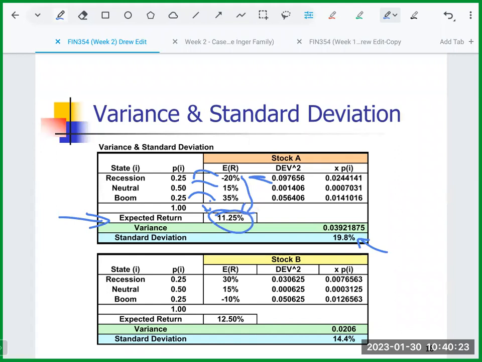Okay, I repeat again, how do you calculate this standard deviation here? We take the actual, let's say I'm doing neutral. Neutral is 15% minus this 11.25, and then you square it. Okay. After that, last but not least, you multiply by the probability, and then you do a summation.